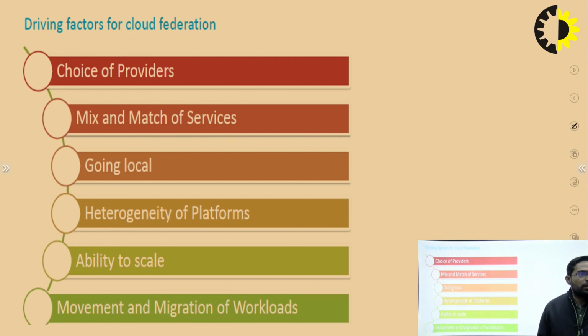So what are the driving factors for cloud federation? Choice of the provider, mix and match of the services, going local, heterogeneity of the platform, ability to scale, and movement and migration of the workload. So these are some driving factors of cloud federation.